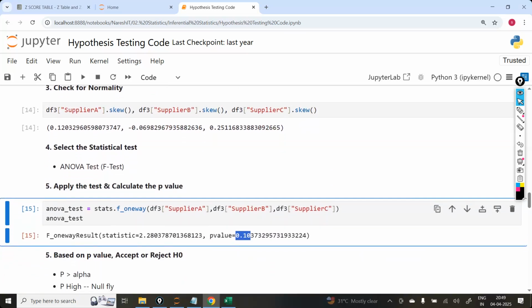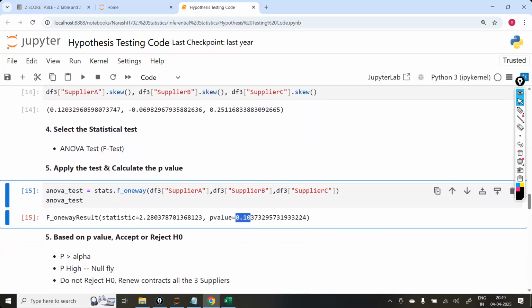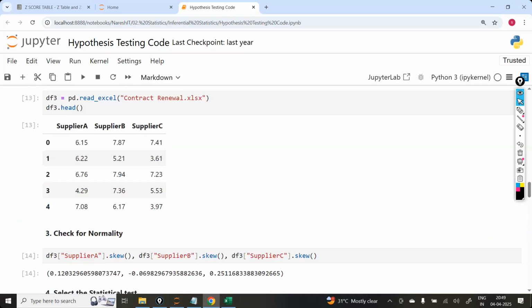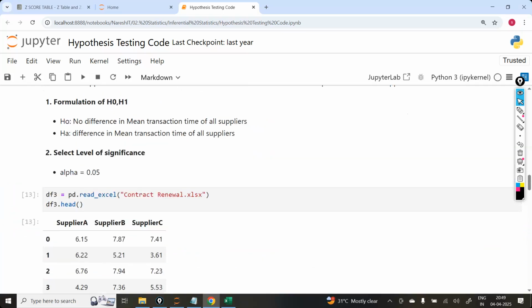Accept the null hypothesis. Since p-value is greater than alpha, do not reject the null hypothesis. What is the meaning of do not reject? Means accept. Accept the null hypothesis. Now what is null hypothesis? All the 3 contracts' average time is same.